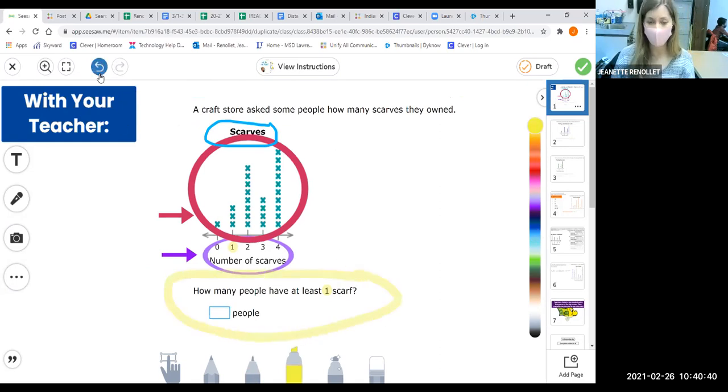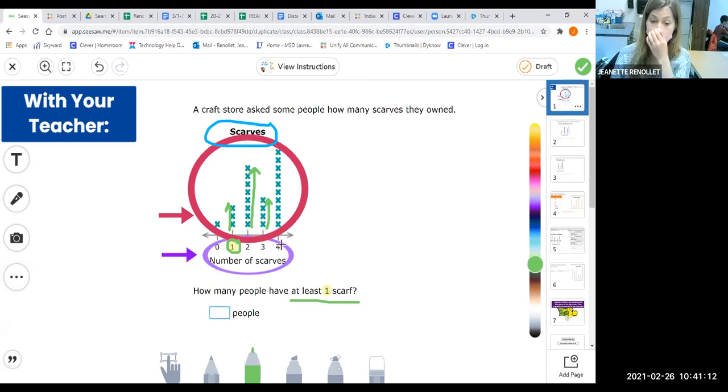Let's look at our first question that goes with this graph. How many people have at least 1 scarf? So I need to start with 1, and I'm going to count how many people have 1 scarf. Notice our question says at least 1 scarf. That means if you have 2 scarves, we can also count you. If you have 3 scarves, we can also count you.